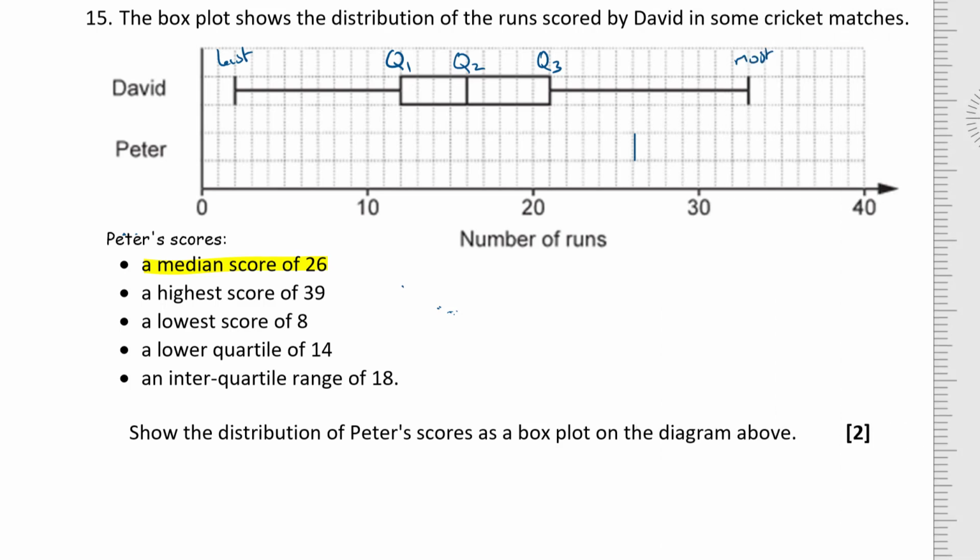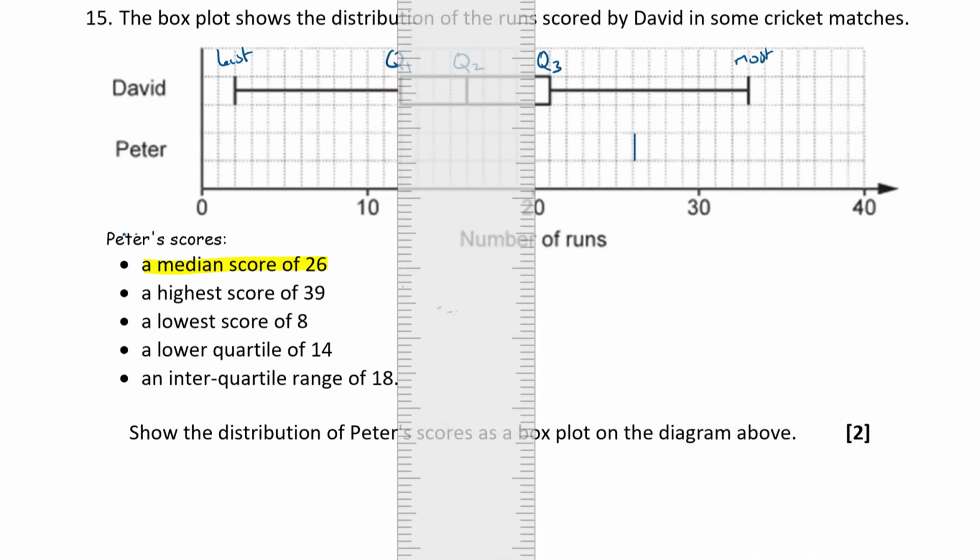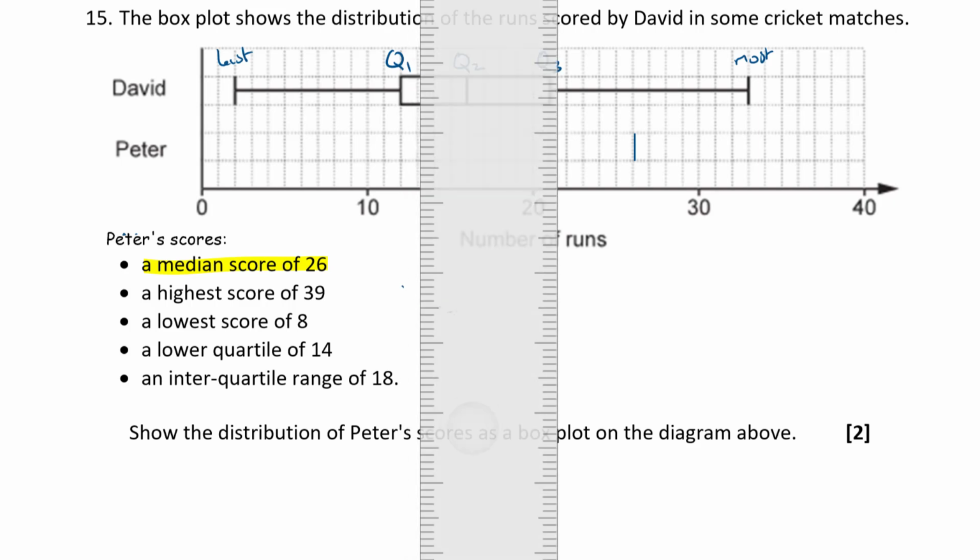Okay, the highest score is 39. I'll come back to the highest and lowest. They're the whiskers. I'm going to go to the quartiles. The lower quartile is at 14. So 10, 11, 12, 14 is there.